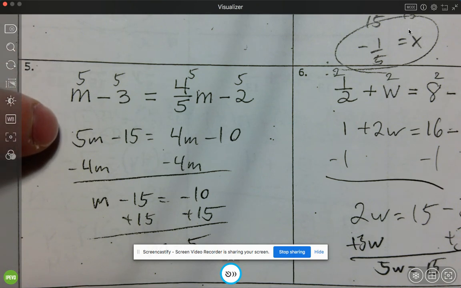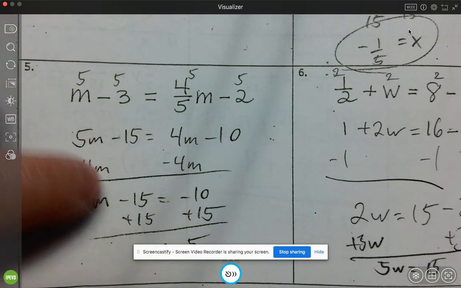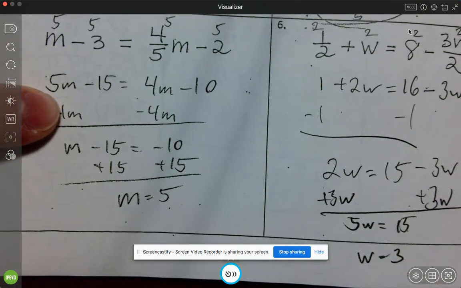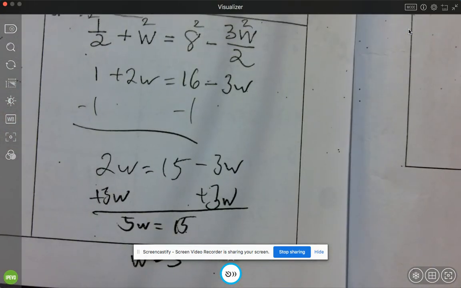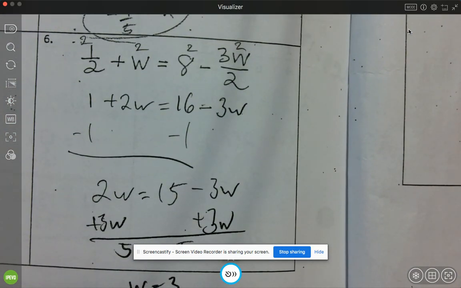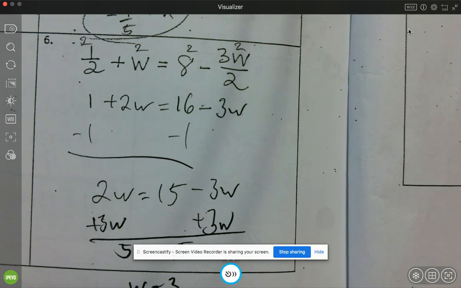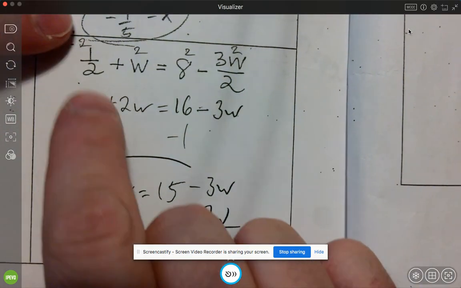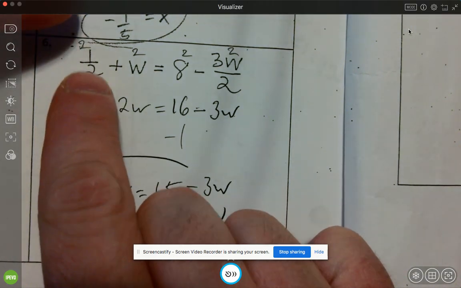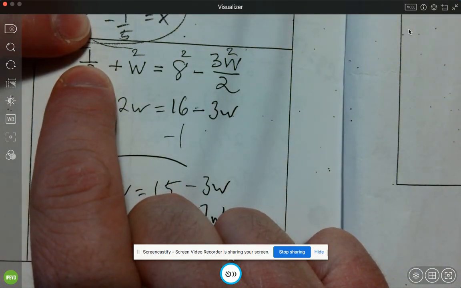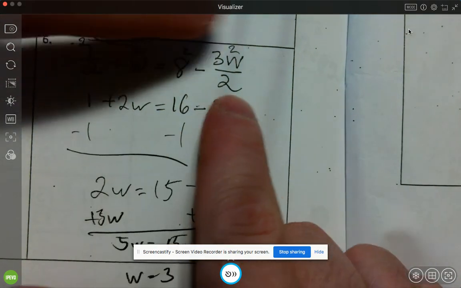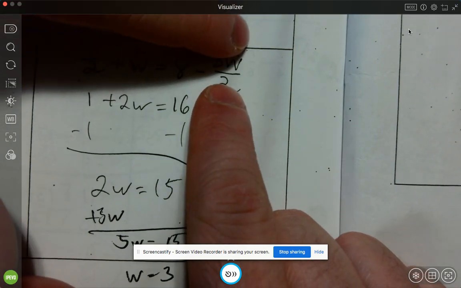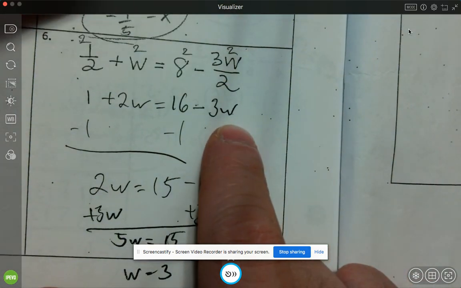So here, 4m is smaller, so I subtract 4m, and I get 5. And the last one's -3. So this one, multiply everything by 2. And it works out nicely again. Throughout the whole thing, when you have the denominator 2 and you multiply by 2, you're really just canceling it out and putting 1. And canceling out the 2's and putting 3w.